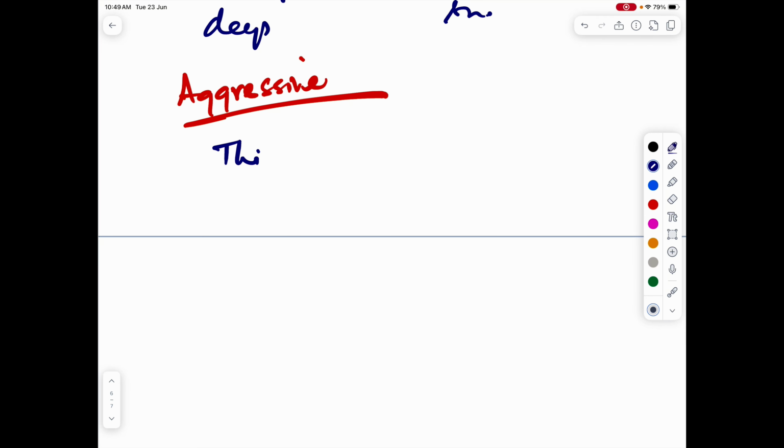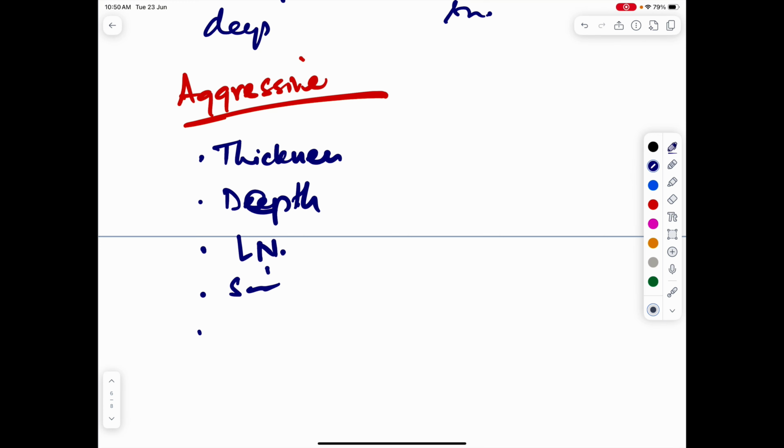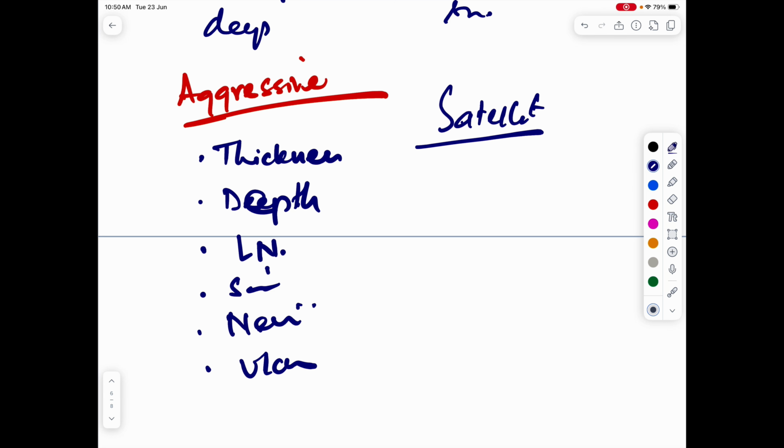First is thickness and depth. Second is depth and lymphatic or satellite lesions, neural invasions, ulcers. So these are supposed to be the aggressive features. Satellite lesions means these are the lesions which are away from the main tumor.